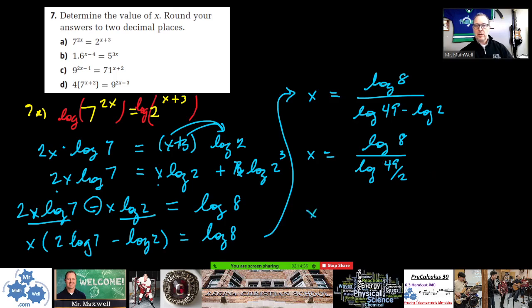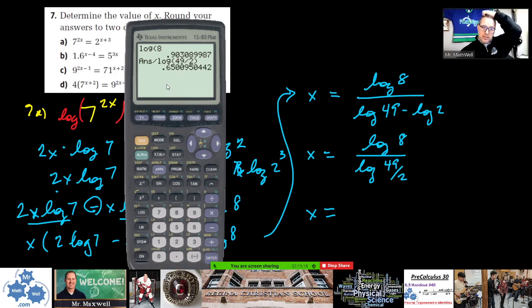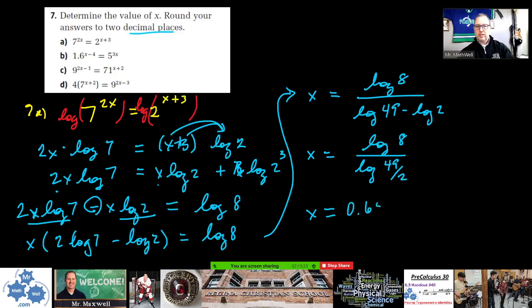Okay, so now you get your calculator out, and we're going to round to 2 decimal places. So the calculator looks something like this, log of 8. Okay, so that's that number. And let's divide that by a log of, and we'll just put in 49 divided by 2 inside that log. Easy as that. So we have 0.65, and then a couple zeros, so 0.65 should be our answer for 7a.